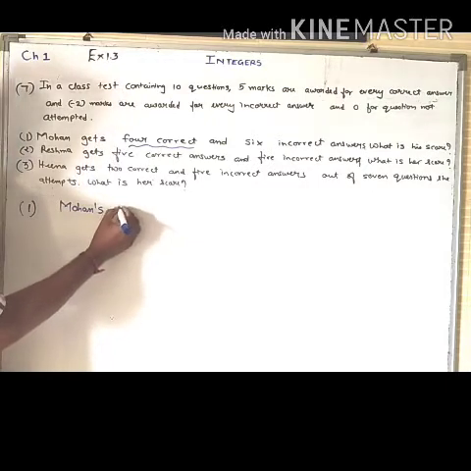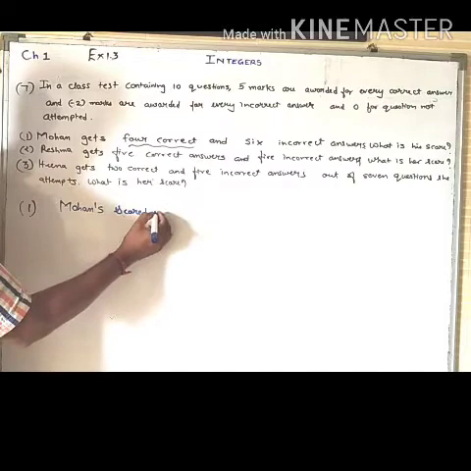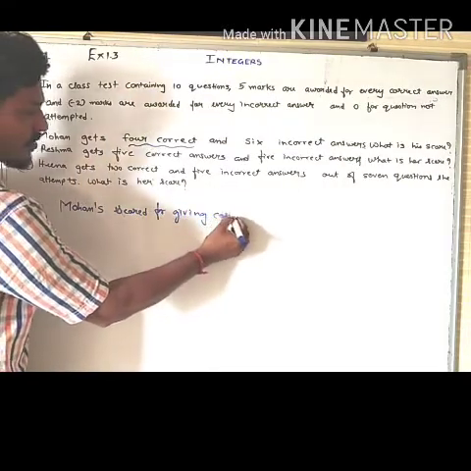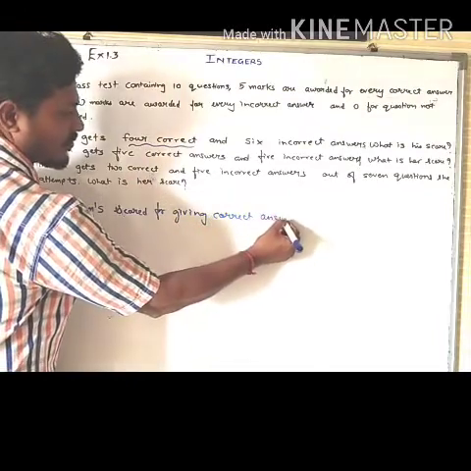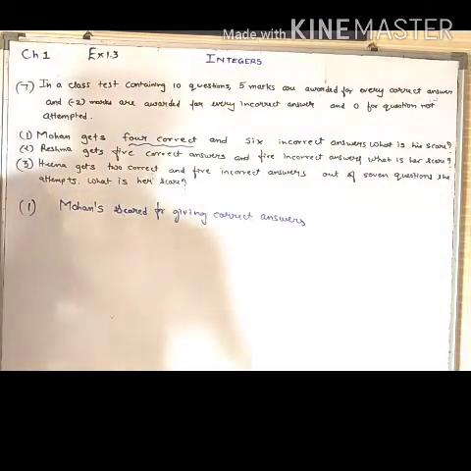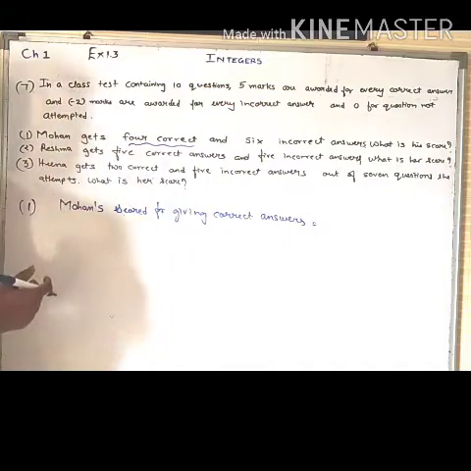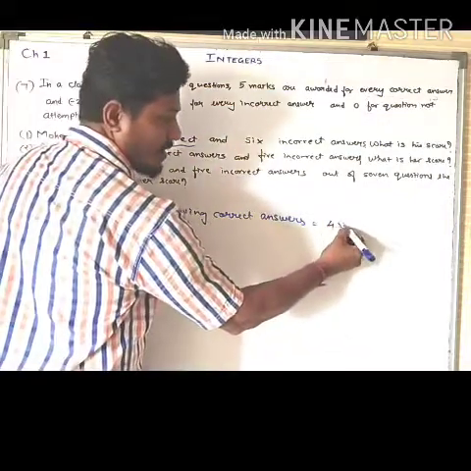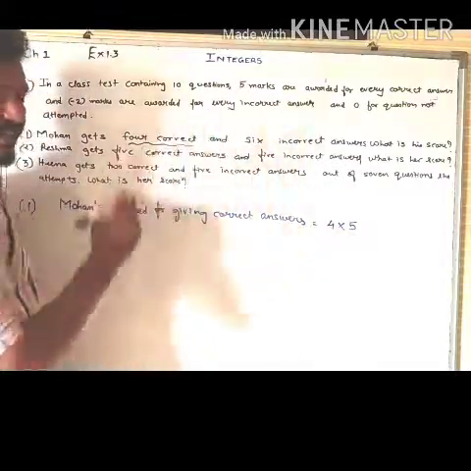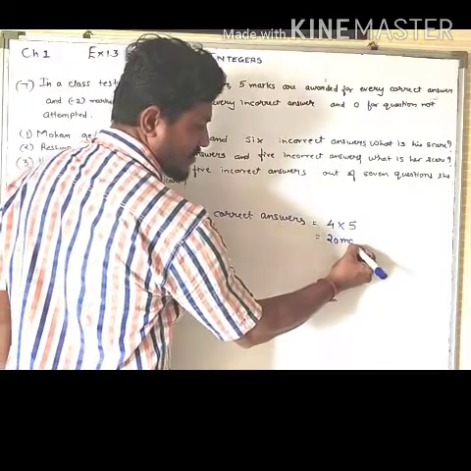Mohan scored for giving correct answer. So we need to multiply how many answers he gave correctly? 4 answers. He attempted 4 answers correctly. So 4 multiplied by 5. 5 marks for each correct answer. He gave 4 correct answers. So 4 5s are 20 marks.